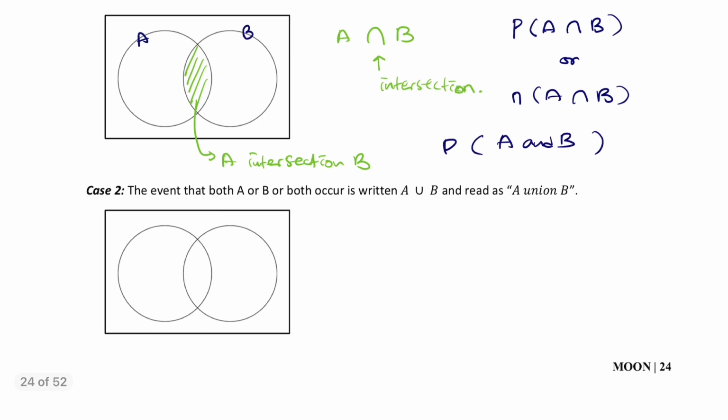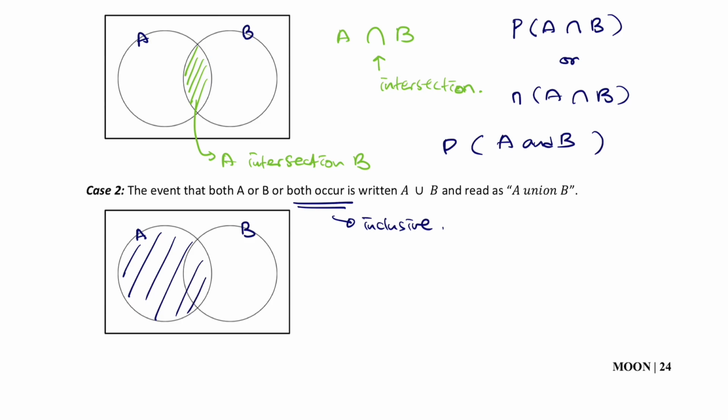So this is the event where A or B or both occur, so they are inclusive, they're affecting each other, right? So we have a case where they are inclusive of each other. If we are representing this case with a Venn diagram, we have event A and B, and they are inclusive of each other. So we are just talking about everything in there. Okay. So in that case, we have to use the notation union.